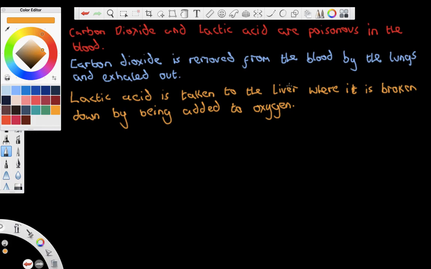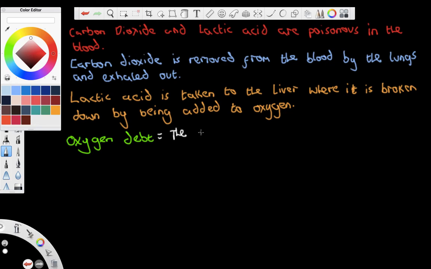Whenever you finish exercising, I know I do, if I go for a run, I finish running and I'm there for ages going, oh God, oh, like that, and crying and things like that. Now, the reason I'm breathing heavily is because I have what's known as an oxygen debt. Oxygen debt is the amount of oxygen required to break down all the lactic acid in the liver.